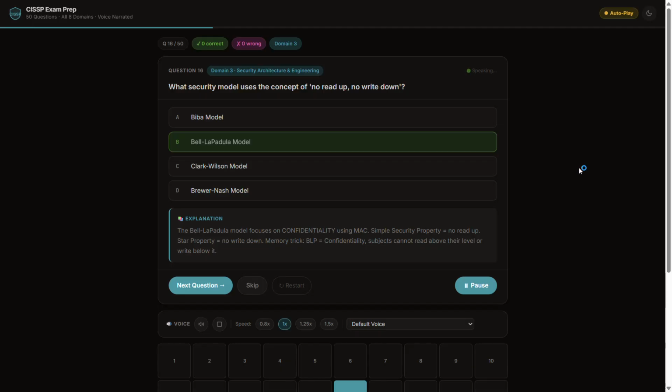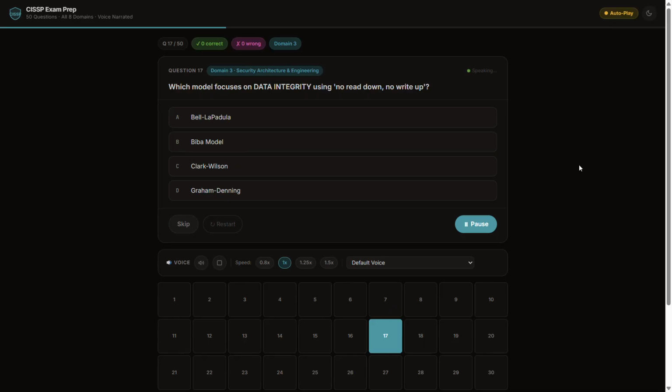Correct answer: B. The Bell-LaPadula model focuses on confidentiality using MAC. Simple security property equals no read up. Star property equals no write down. Memory trick: BLP equals confidentiality, subjects cannot read above their level or write below it.